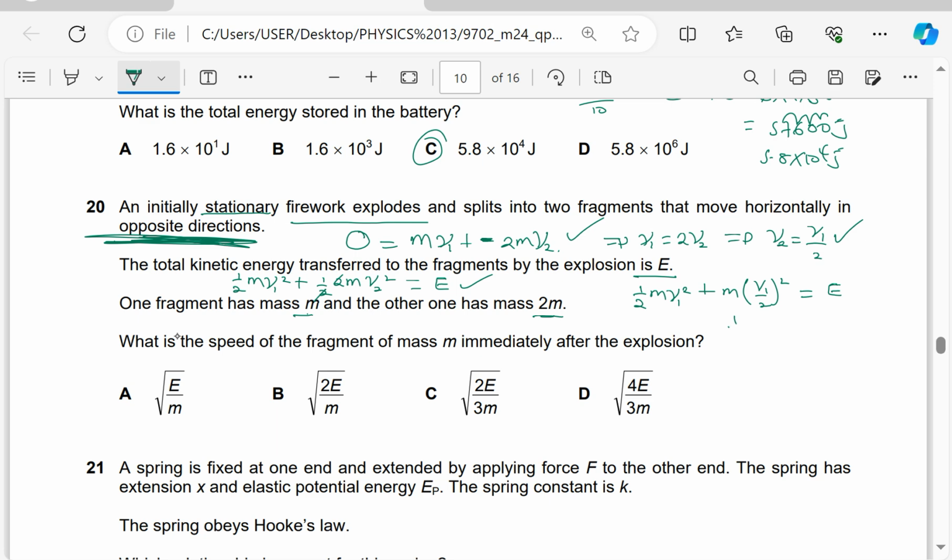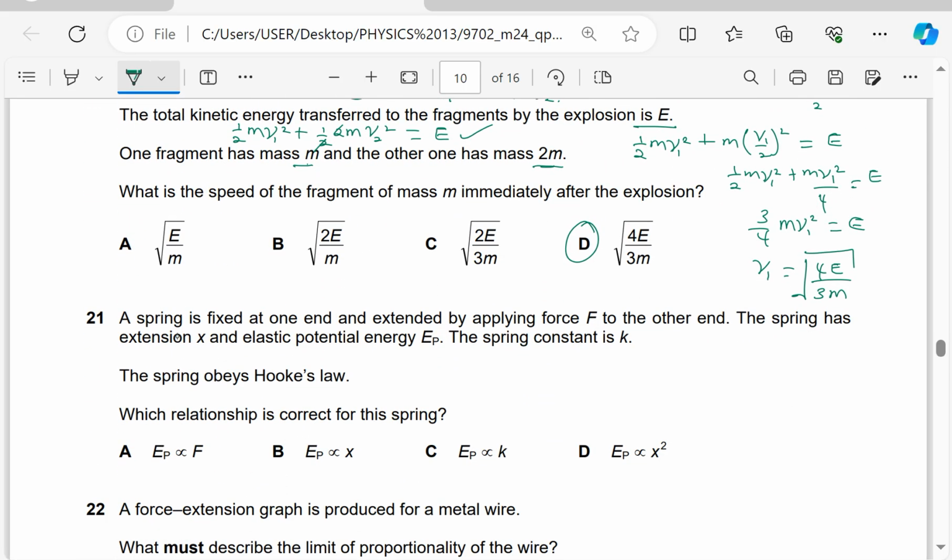So when I simplify this, I have a half m v1 squared plus m v1 squared. When I square the denominator, I have 4. This is equal to E. When I add these two, a half plus a quarter, that is 3/4. So I have 3 over 4 m v1 squared equals E. I'm trying to make v1 the subject, so v1 is going to be 4 times E divided by 3m, all under square root, which means my answer to question number 20 is going to be D.